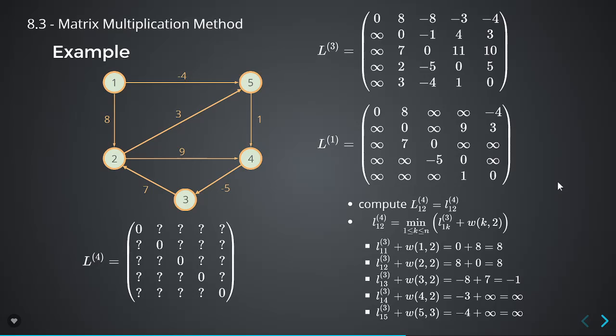Right, now we're going to be computing L4. We're going to start with this cell again, the first one. Sorry, I mean the second cell here, because the diagonal is always going to be 0, so we want to compute the first cell here. Now, we want to work out L1 to 2, which is the shortest path from 1 to 2 using at most 4 edges.